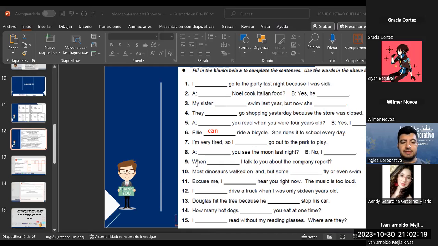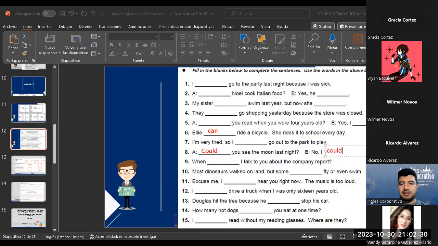Number 8. Could you see the moon last night? No, I couldn't. ¿Pudiste ver la luna anoche? Estaba de romántico. No, I couldn't. Lo mandaron a la friendzone. Thank you. Gracias. Brian and then Wilmer.